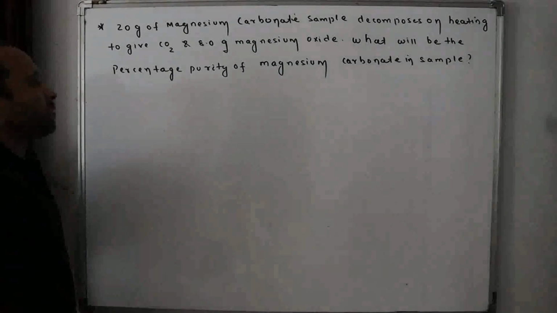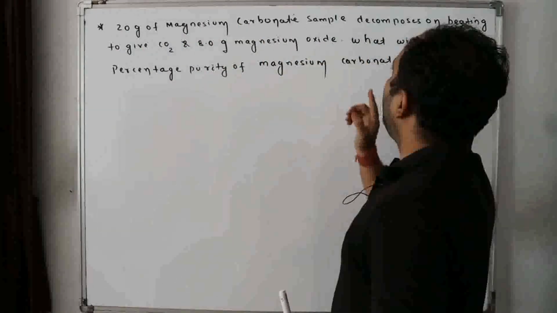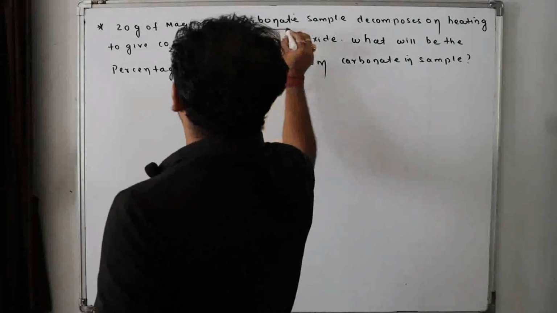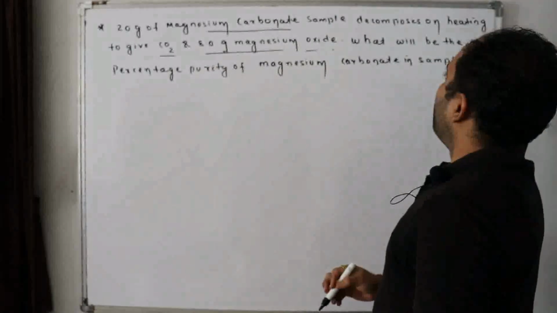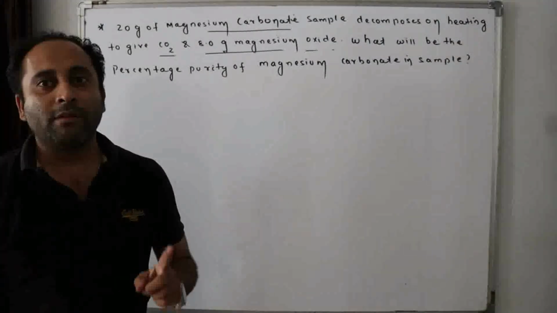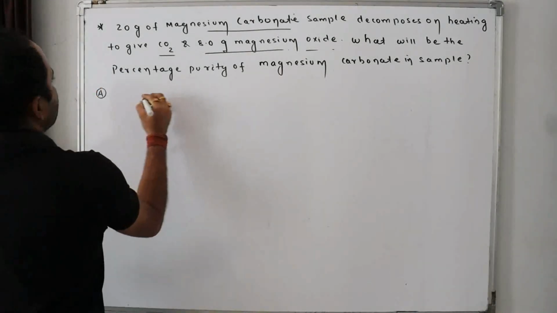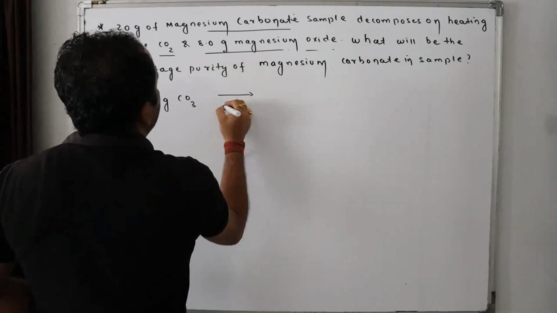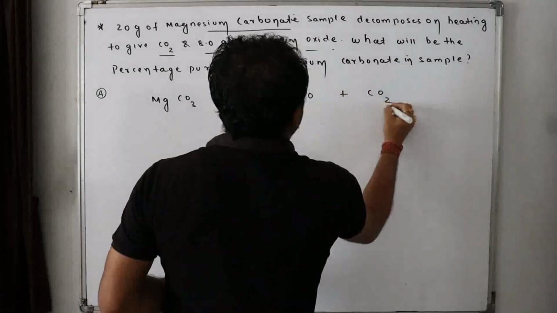Now, one more question. 20 gram of magnesium carbonate sample decomposes on heating to give carbon dioxide and 8 gram of magnesium oxide. What will be the percentage purity of magnesium carbonate in the sample? The question is, what will be the percentage purity? See, first let me write the equation. Magnesium carbonate on heating decomposes to what? Magnesium oxide plus carbon dioxide.